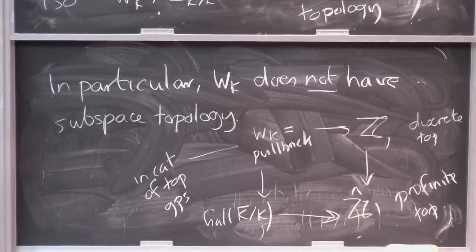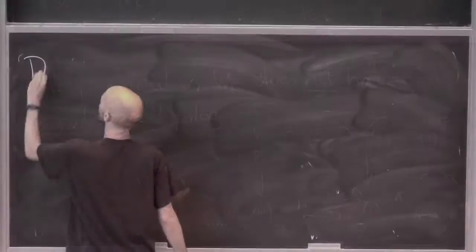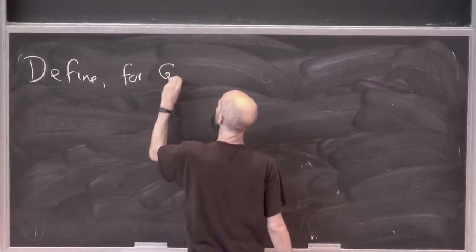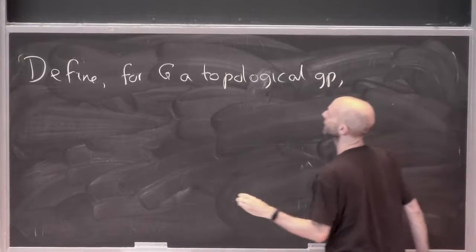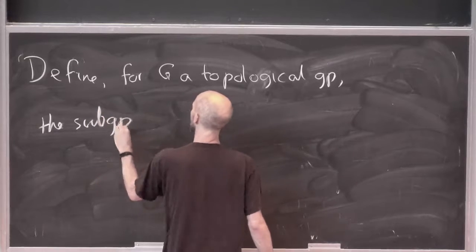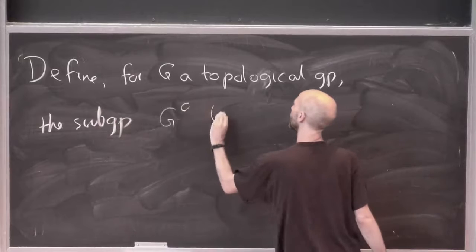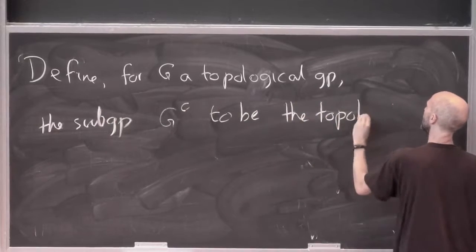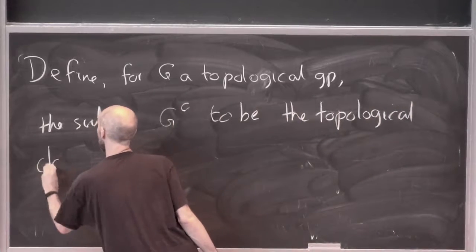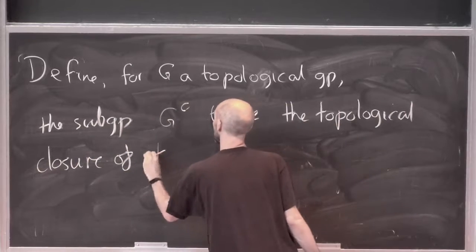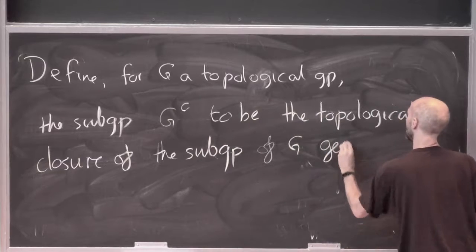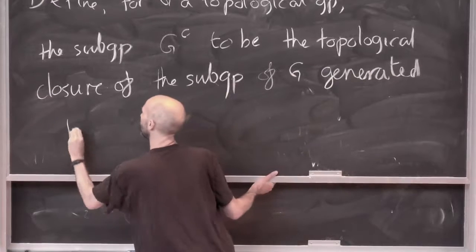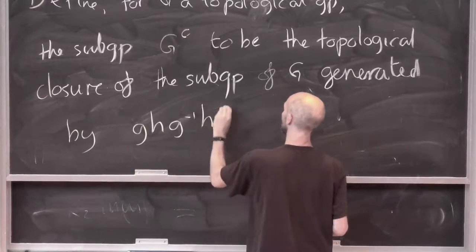So it turns out that local class field theory tells us what. So maybe I should just say, what's an abelianization here? Let me define, for G a topological group, the subgroup G^c to be the topological closure of the subgroup of G generated by commutators, the usual thing, g h g inverse h inverse, for g and h in G.